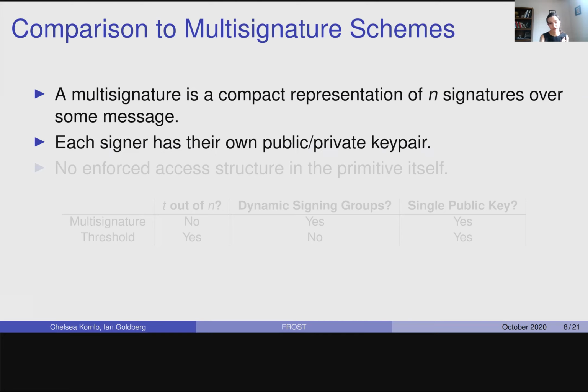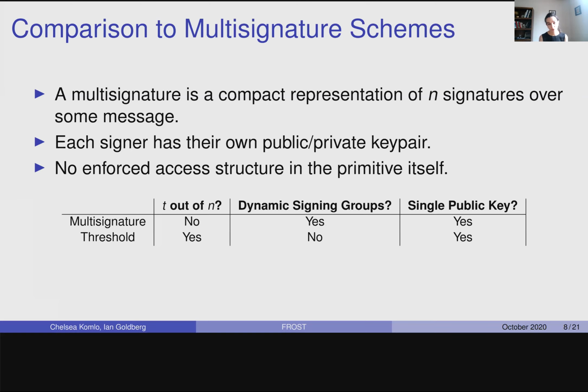In a multi-signature scheme, every signer has their own public-private key pair, and there's no enforced access structure in the actual primitive itself. As opposed to threshold schemes where there's this T out of n access structure over the secret key, a multi-signature scheme is essentially just n signers over some message, and the signing group can be dynamic, as opposed to a threshold scheme where the signing group is determined at the time of key generation. However, both can be represented by a single public key, depending on the scheme that's used.